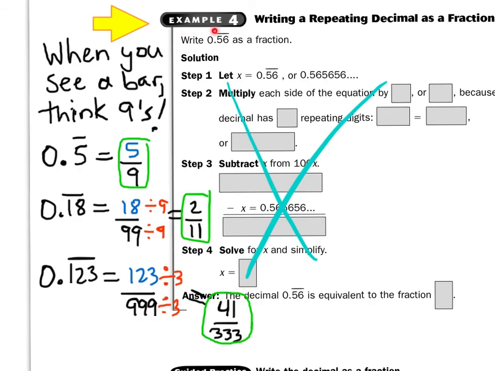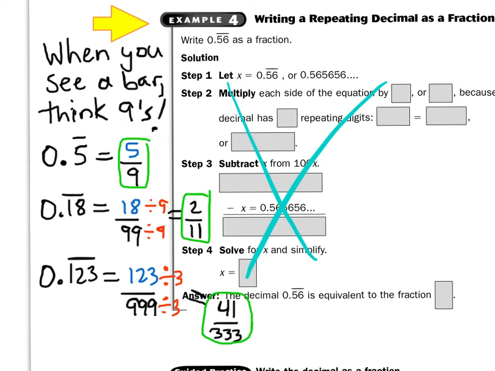Okay, take a look at example 4 with me, writing repeating decimals as a fraction. So here's a trick, and you need to write this in the margin of your note-taking guide. When you see a bar, I want you to think 9s. Let me show you what I mean.